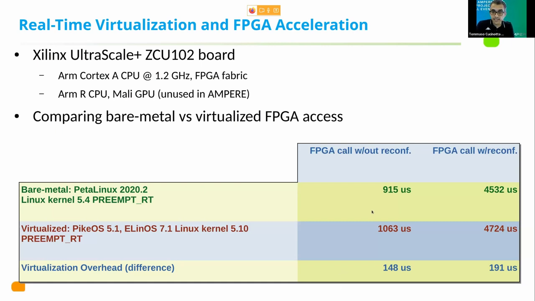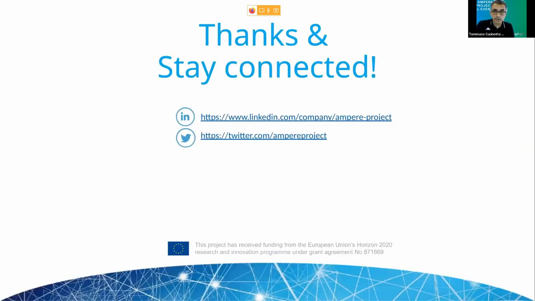We can see here that in simple examples, we are paying 150 microseconds of overhead if we are not reconfiguring the hardware IP, and roughly 190 microseconds of overhead if we are instead reconfiguring the hardware IPs. This is due to the fact that we need additional time to reconfigure and to invoke additional components on the board, including a kernel thread that handles the reconfiguration of the hardware device. But okay, this comes to an end of my presentation.